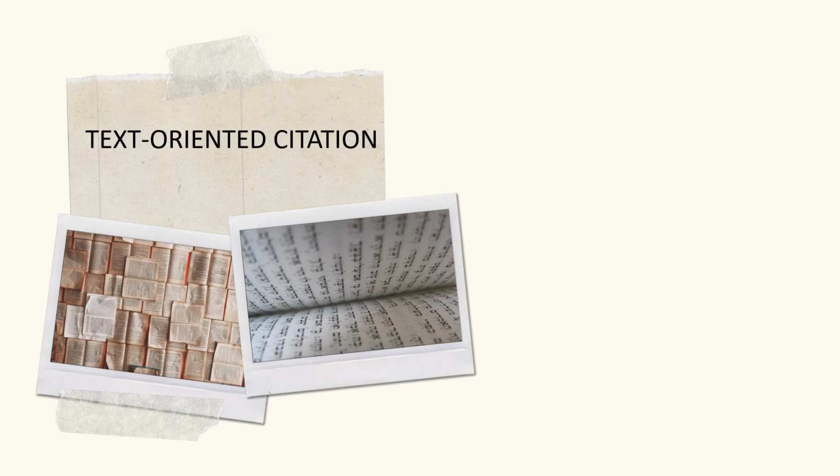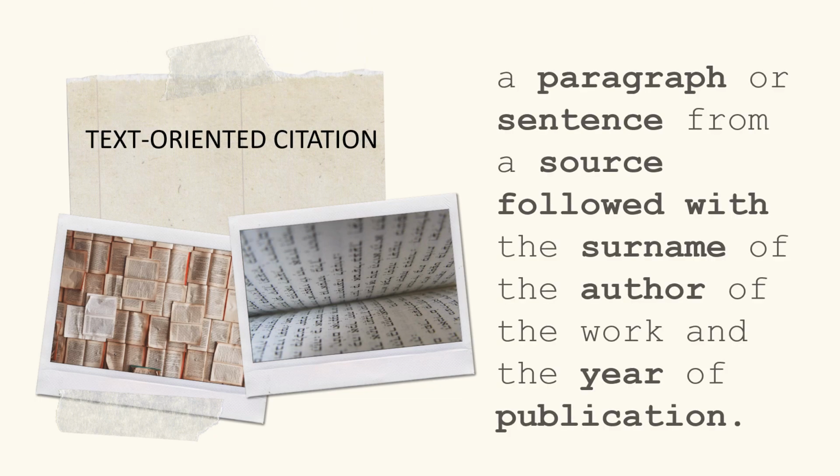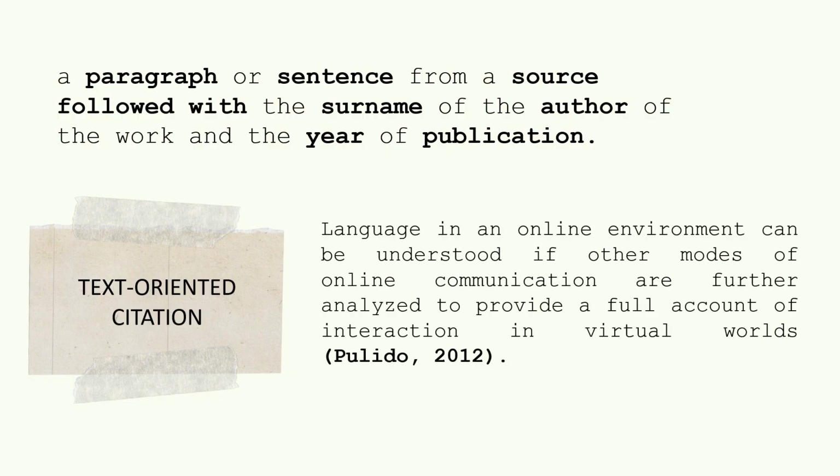Another way is to do text-oriented citation. From the term itself, this is the use of a paragraph or sentence from a source, followed by the surname of the author and the year of publication. For example, we have the same source as a while ago, but we are not going to begin with Palida 2022, but we directly start from the paragraph or sentence from the source, followed by the surname of the author and the year of publication. So language and online environment can be understood if other modes of online communication are further analyzed to provide a full account of interaction in virtual world. So the year and the surname are at the end of the paragraph, both enclosed in parentheses.